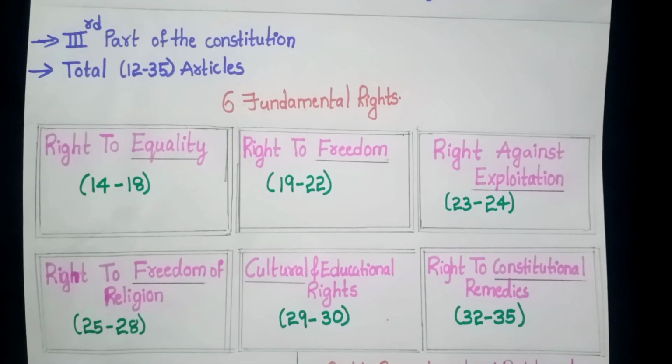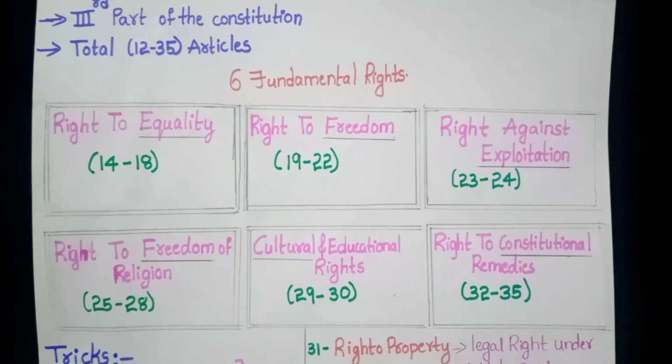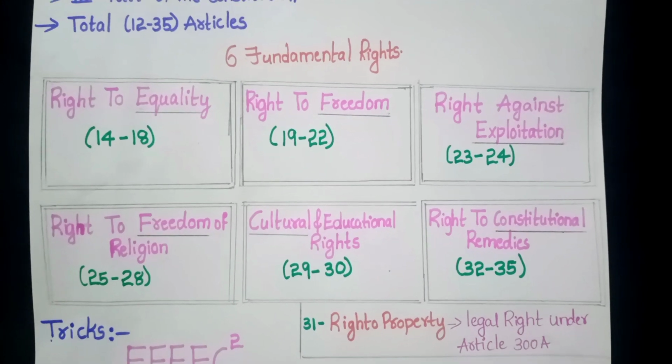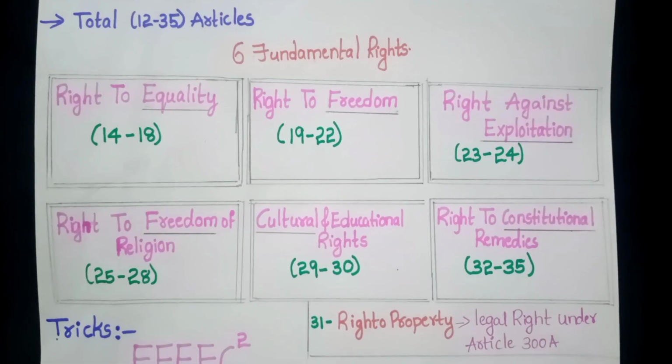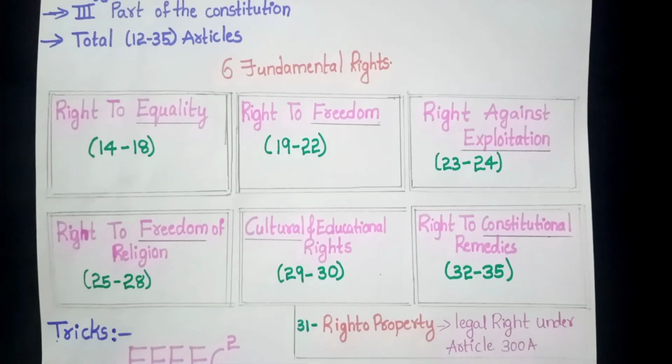But guys, see here, 31 is missing. Article 31 is the right to property. Why was it deleted? It is now a legal right under article 300A. So it is a legal right, and they deleted it under article 300A.